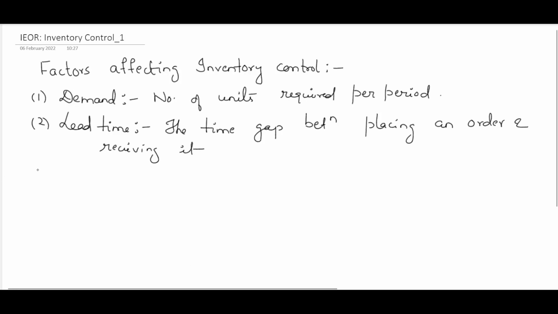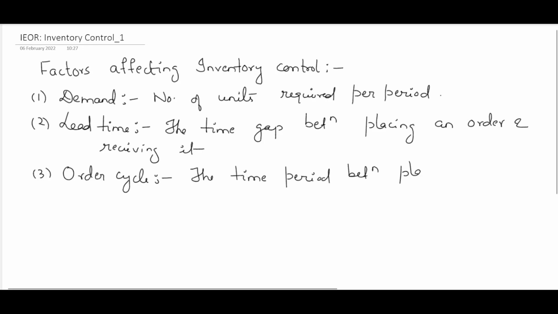Then third is the order cycle. This is the time period between placement of two successive orders.